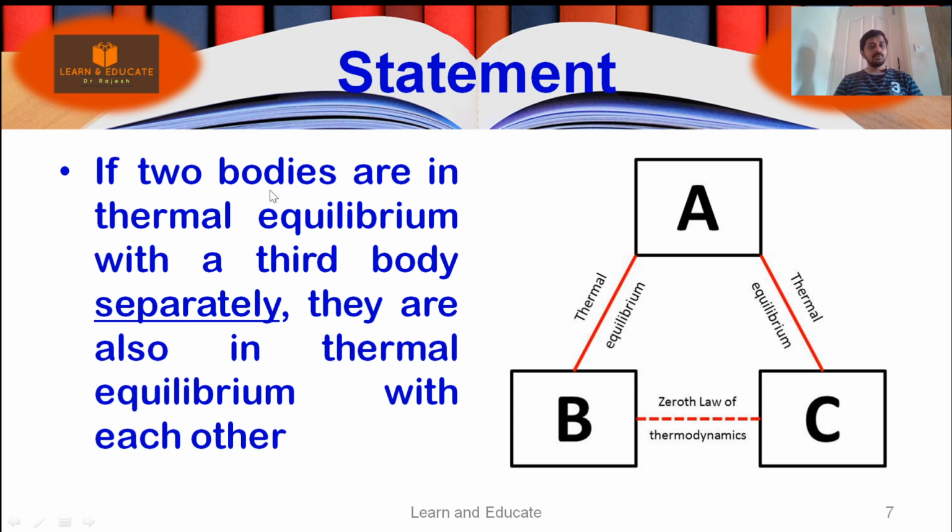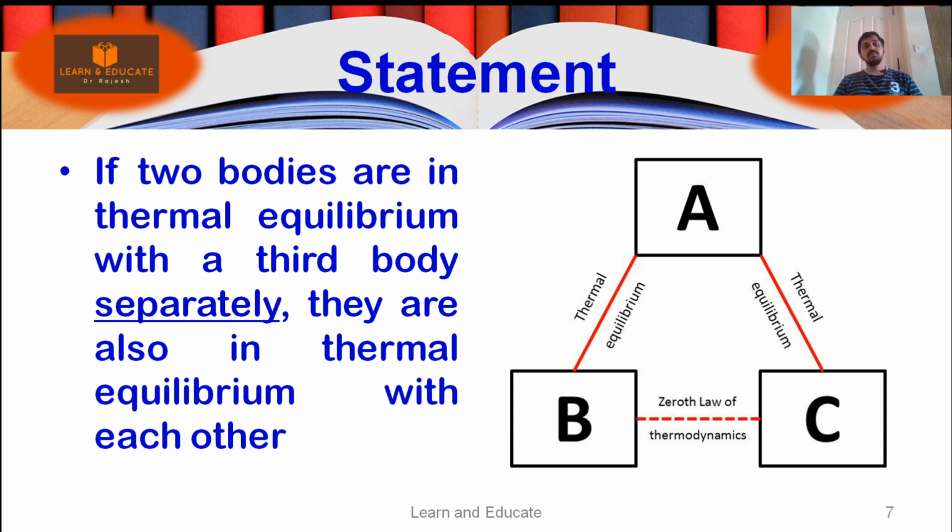So obviously B and C are in thermal equilibrium with each other. That much is simple: the zeroth law of thermodynamics. Now why this name, zeroth law? Because the importance of the zeroth law was recognized at a later time, after the discussions and implementation of the first and second laws of thermodynamics. But later it was recognized that this is the basis for temperature measurement, and temperature is one of the most fundamental properties in thermodynamics. That's why it is named the zeroth law of thermodynamics.